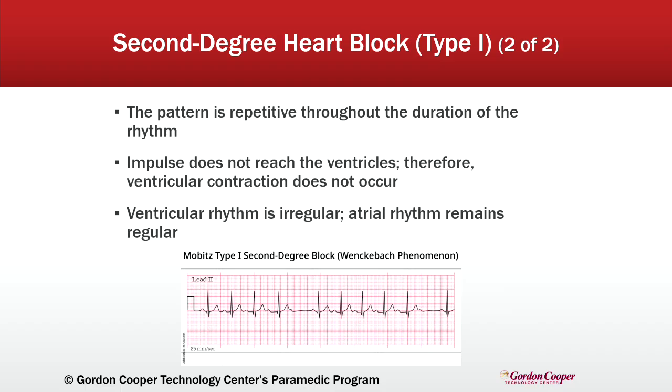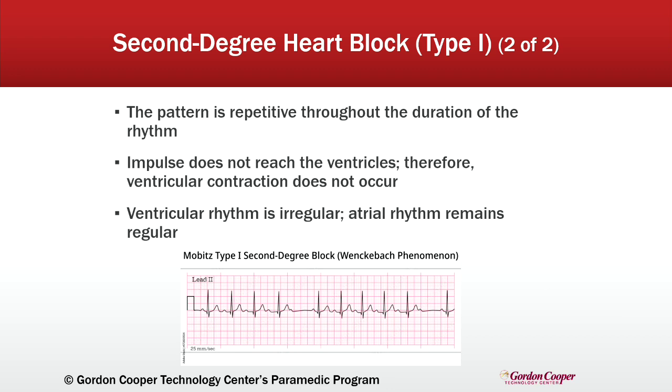So the thing with this is, in second-degree type 1, the pattern is repetitive, meaning that the progressive delay in the PR interval happens consistently with each cycle. So as the PR interval lengthens, eventually you'll see the impulse doesn't reach the ventricles at all. So no ventricular contraction occurs for that beat. Now when this happens, the QRS complex is dropped and the ventricles don't contract during that moment.